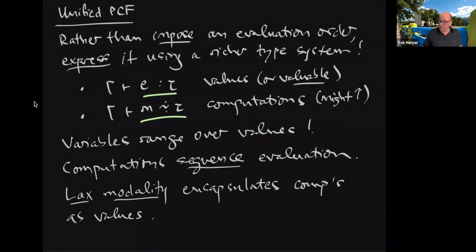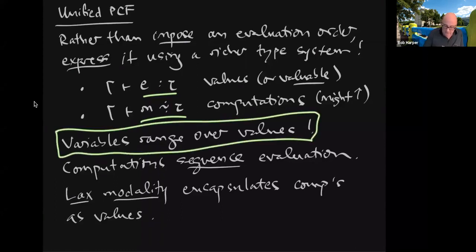Having it both ways is better than having one way forced on you. That's the idea. So the setup here is that variables do range only over values. That is important. I'm going to insist on that. And the idea about computation is that they impose on you this sequencing, that is, this specified order of evaluation, rather than it being dictated from outside. It's going to be part of the way you program. So that's the setup that I'm doing here.